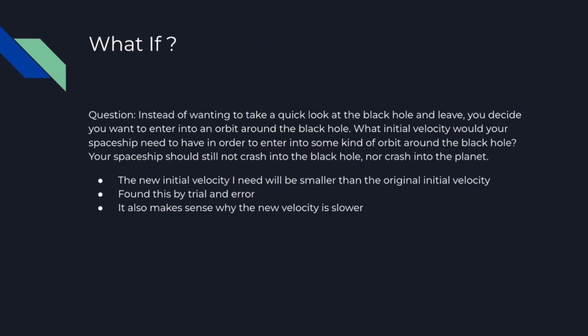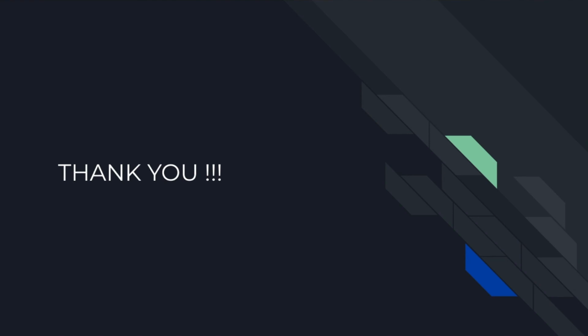What if we wanted to enter into an orbit around the black hole? The new initial velocity that I would need would be smaller than the original initial velocity. I found this by trial and error, just typing in different velocities. And this really makes sense, because a slower velocity means it takes more time to go around, which means the force will be able to act on it more.